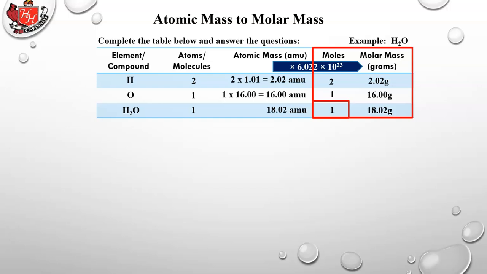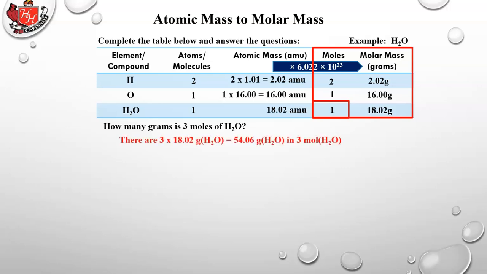So let's do some problems here. How many grams is 3 moles of H2O? So you see that one mole of H2O is 18.02 grams, so if you want 3 moles, you just multiply that by 3. It's like if you need a certain ingredient to make 1 cake and you want to make 3 cakes, you need 3 times as much of that ingredient. So 3 times 18.02 grams equals 54.06 grams of H2O in 3 moles of H2O.